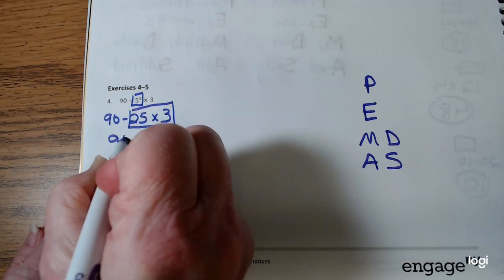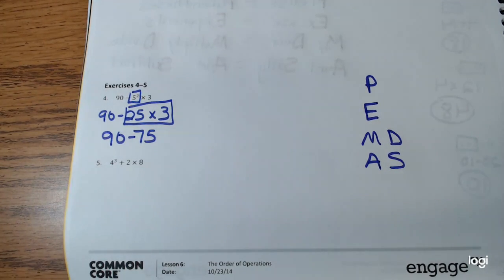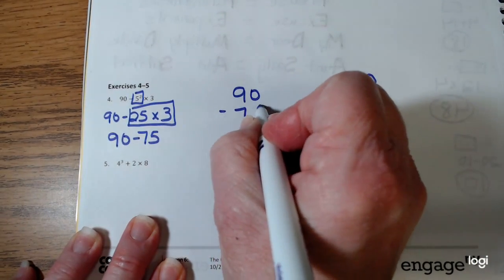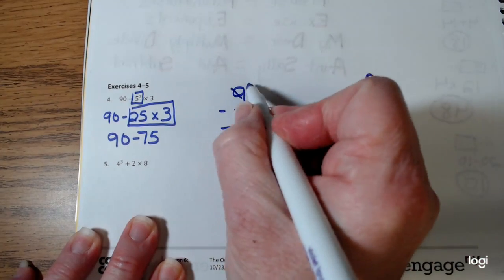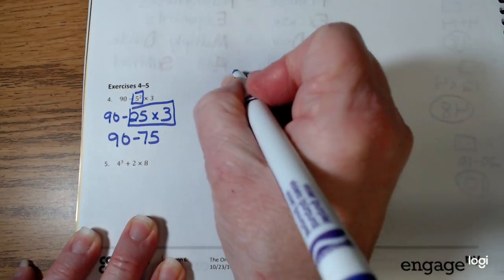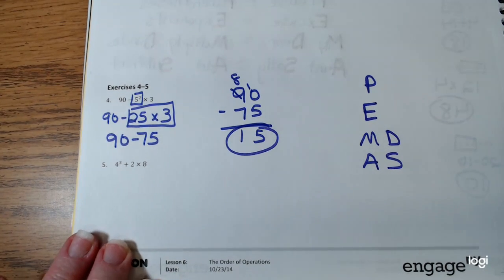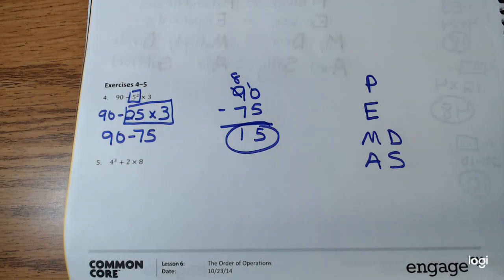We now have 90 minus 75. What is 90 minus 75? Maybe we should put it over here and subtract here. Looks like our final answer is 15. Okay, why don't you go ahead and see if you can solve number 5 for me, and then we will check it. Go ahead and pause your video and see if you can solve that problem for me.